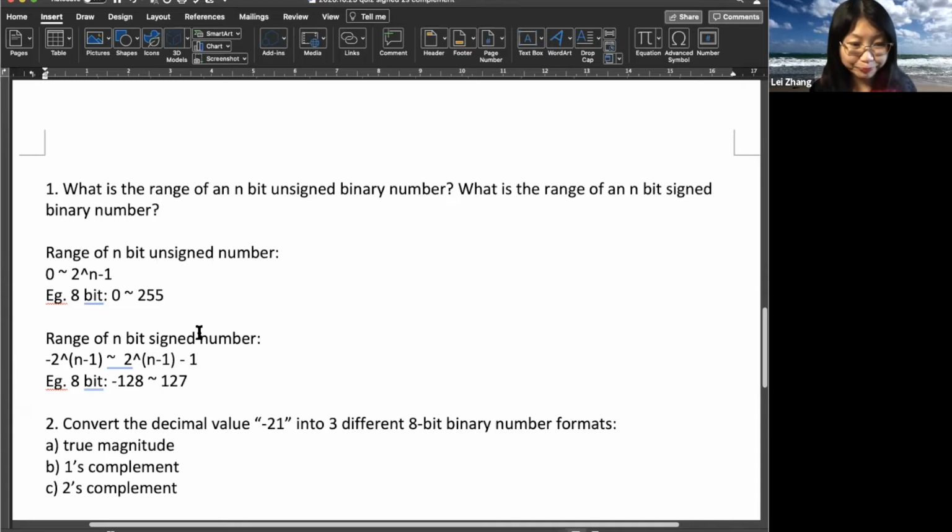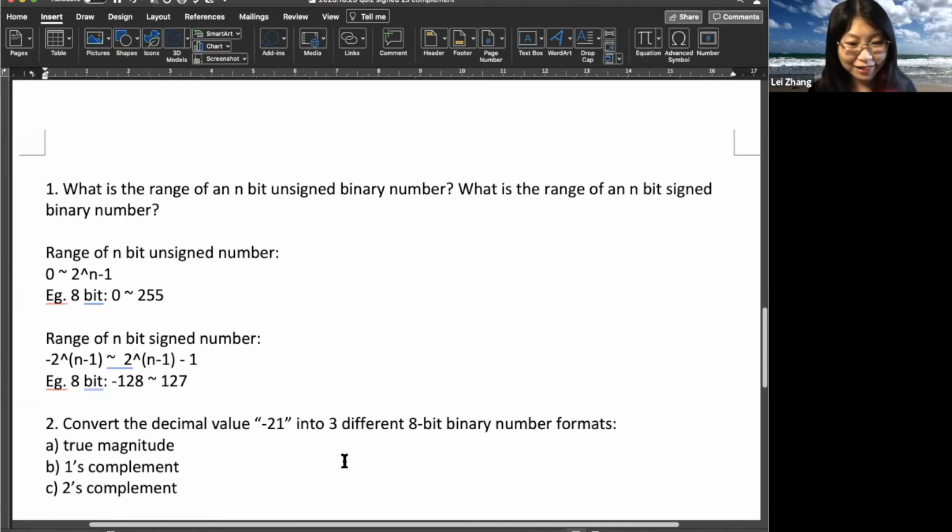How many numbers do we have here in total? It's still going to be 256 different values. It's like we just shift the range from 0 to 255 to minus 128 to plus 127. So the range is shifted, but the total number that we can represent is still 256 different numbers.